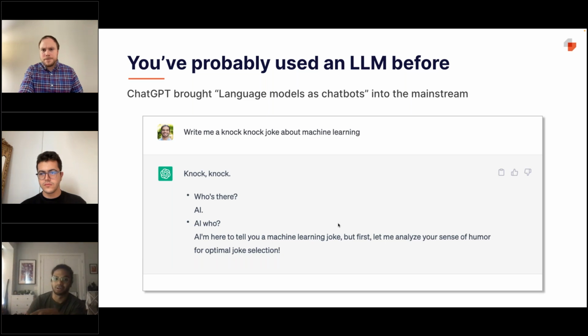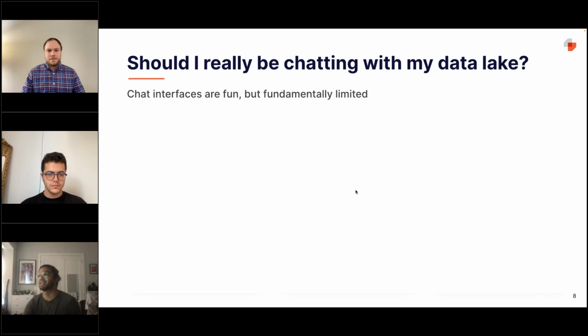Almost immediately after gaining popularity, people wanted to connect their private data to an LLM of their own in order to get it to answer questions and extract insights from their data lake and otherwise. This chat interface, as the primary interface to LLMs, has become dominant even in private offerings, but this leads us to ask the question, should we really be chatting with our data? Because chat interfaces, while fun, are fundamentally limited.